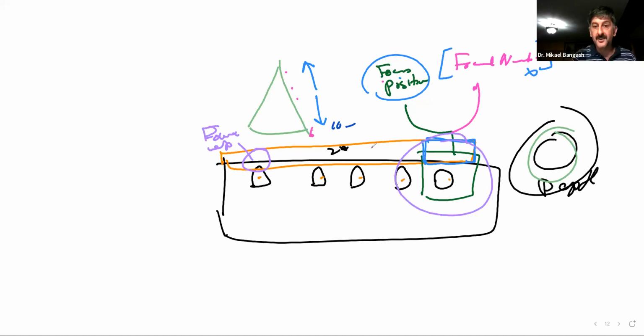Because what is the other function that it says? Focal number, which just means the number of focal points. Did that make sense? Right, okay, so focal num means nothing but the number of focal points.